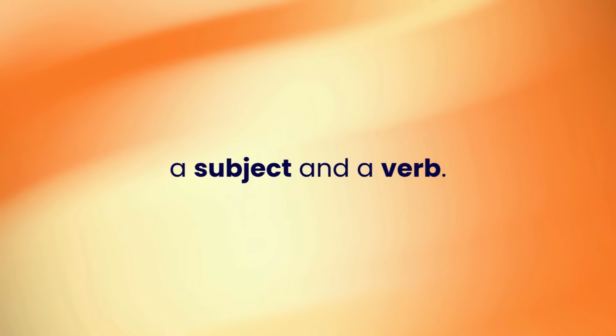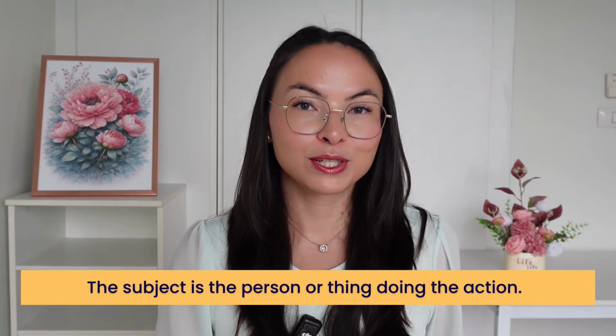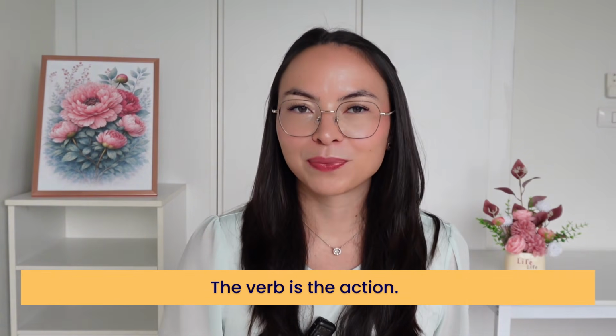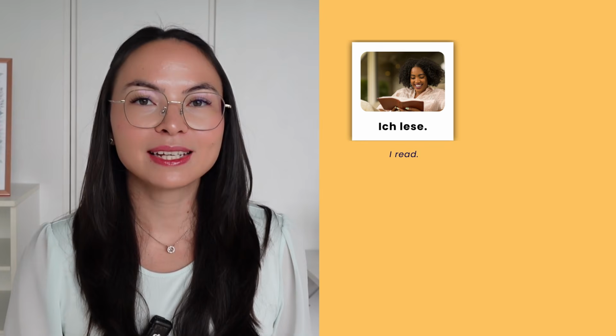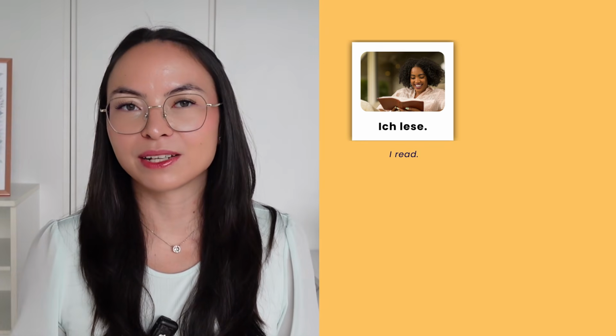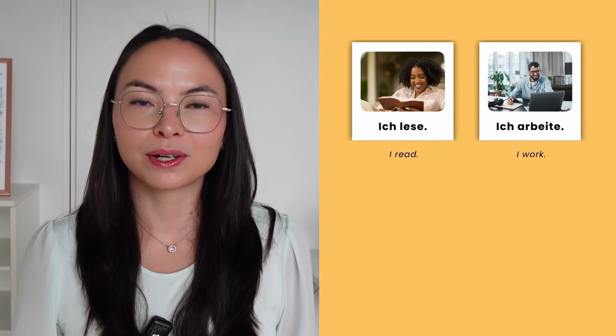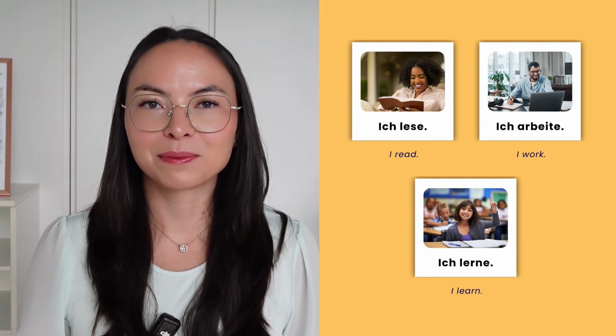But first, let's start very simple. On the most basic level, you only need two pieces to form a complete German sentence, a subject and a verb. The subject is the person or thing doing the action, and the verb is the action. Like for example, ich lese, I read, or ich arbeite, I work, ich lerne, I learn. That's already a full and complete sentence.